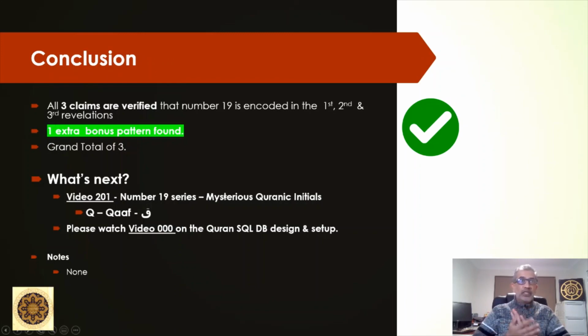Now, what's next? The next video, I want to do something a little bit different. We did the first, second, and third revelation separately, and then collectively. Next one, I want to do a video on these mysterious Quranic initials, the huruf al-muqattat, as I believe they call them, the disjointed initials that are present in 26 of the 114 chapters in the Quran.